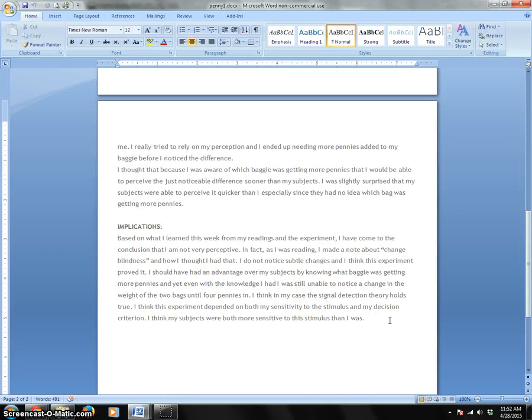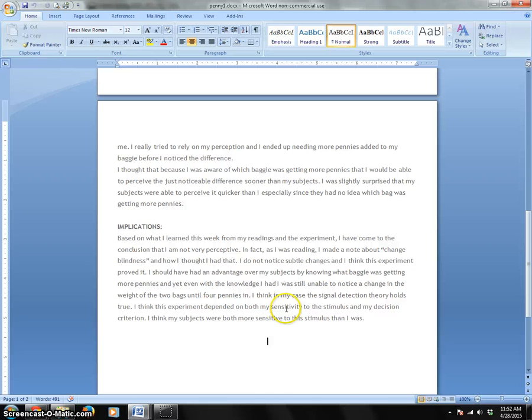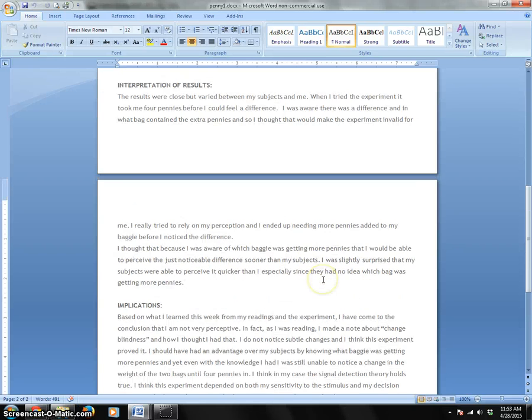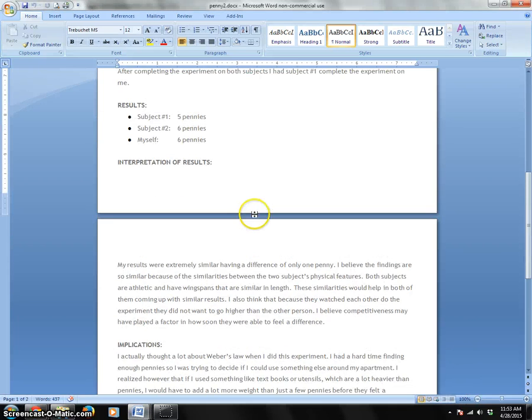This student has a lot of good interpretation, explaining why things might have come out the way they did and the implications of why does this matter. So connecting it back to the chapter, the things that they read about signal detection theory. These are the things that I'm looking for, connecting it back to the material, and also good explanations of why things are the way they are.